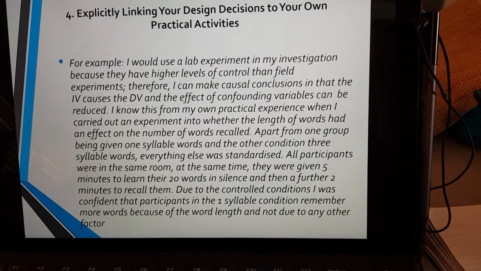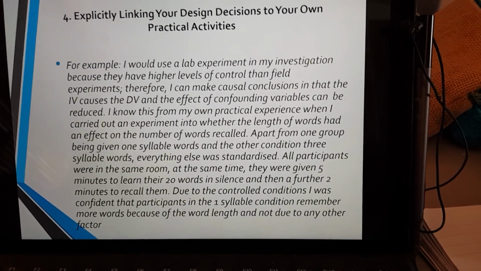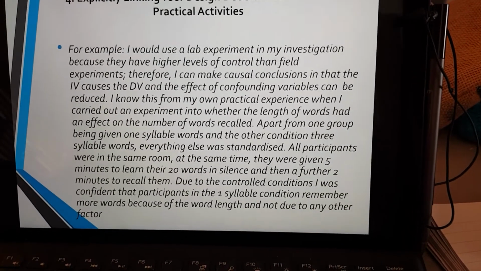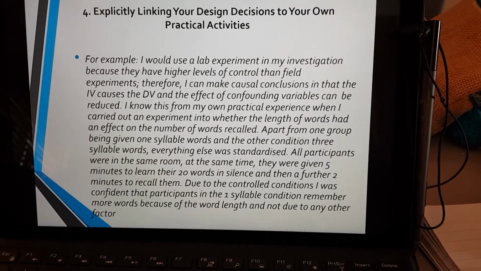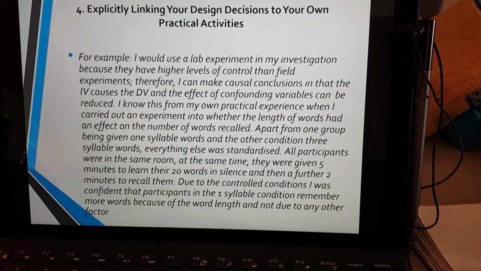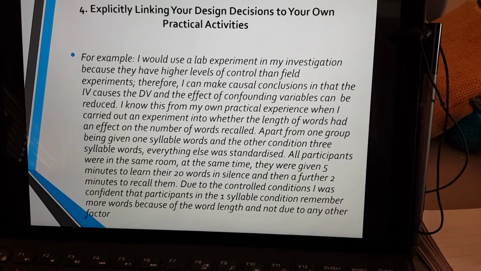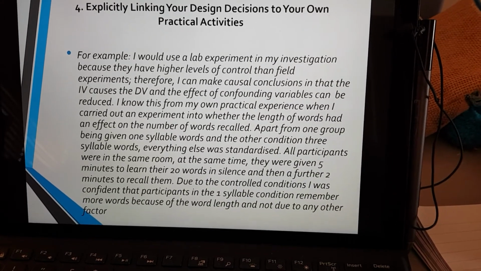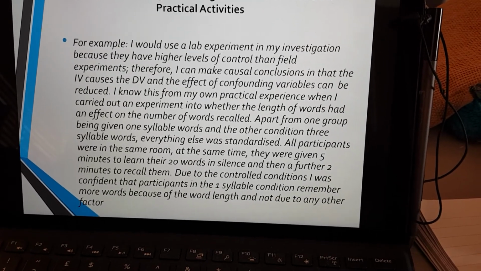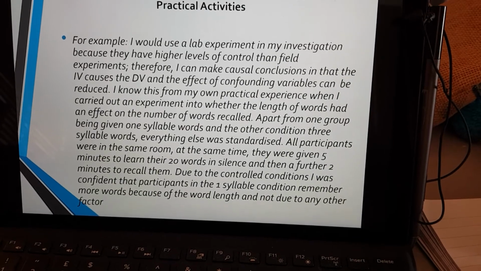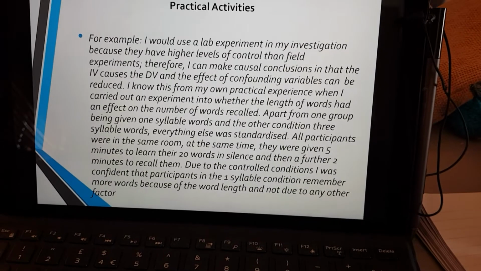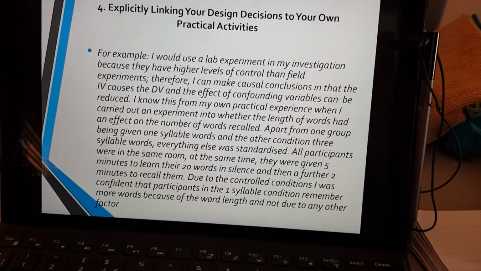and it didn't quite work out. Yeah, so maybe that you did a field experiment, found that you had lots of extraneous variables. That's also acceptable. Yeah, so you just link it to some kind of previous study that you've done in order to justify your design decision. Okay, so the student there is talking about that they did an experiment into word length. Okay, everything else was controlled and standardized. So as a result of doing it that way, as it says at the end, they felt confident that the IV was causing a change to the DV.